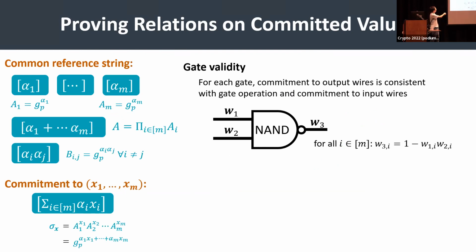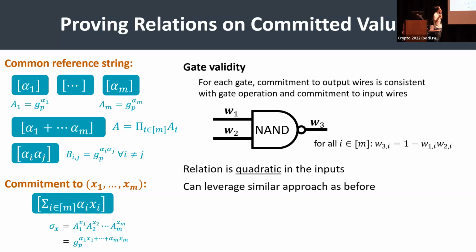Our goal is now to show that the commitments to the output wires of each gate actually respect the gate constraint on the input values to each gate. Again, we can write this as a quadratic relation, namely the output value should be the NAND of the input values. That is exactly saying that the output value should be 1 minus the product of the inputs. This is a NAND gate operation. This is, again, a quadratic relation.